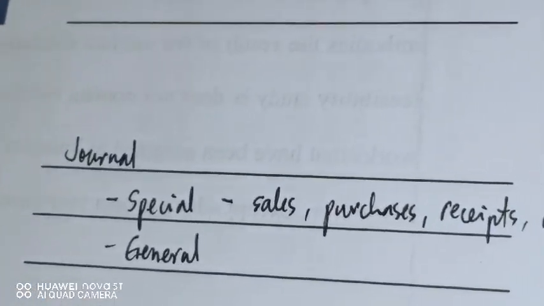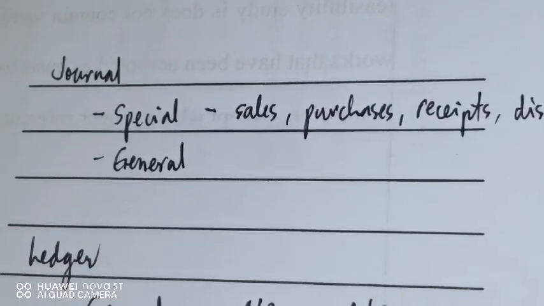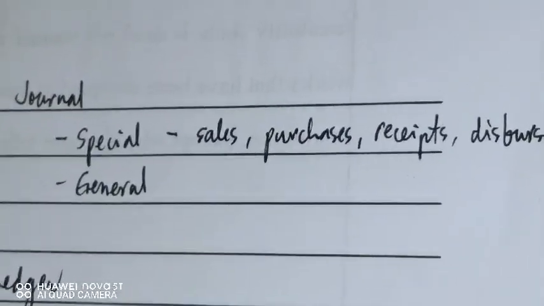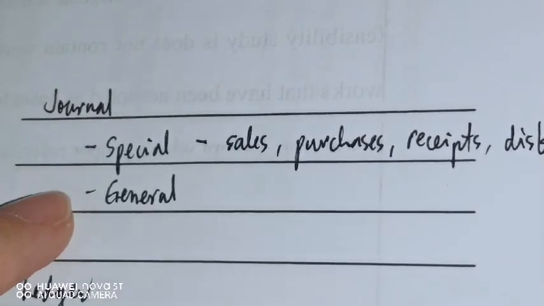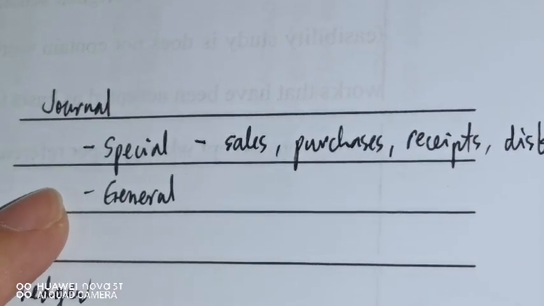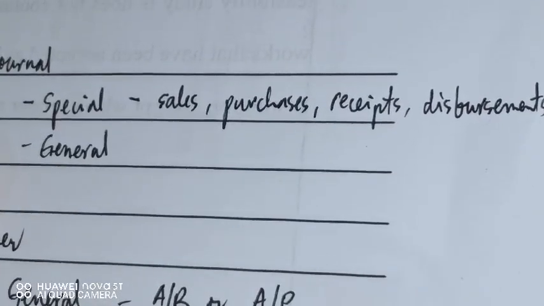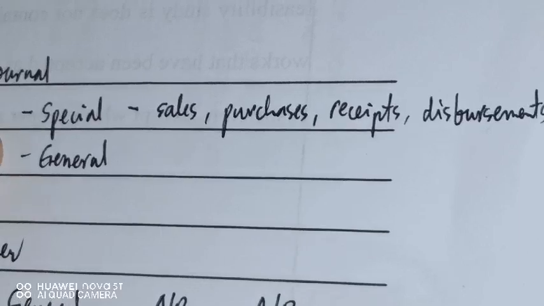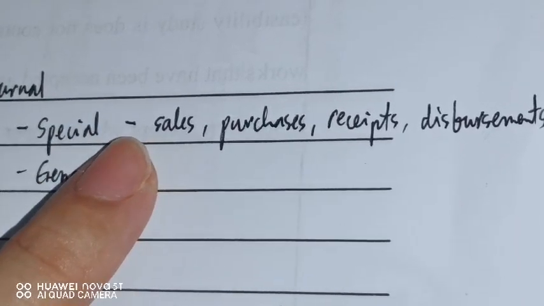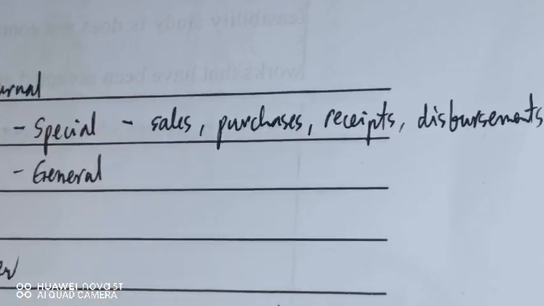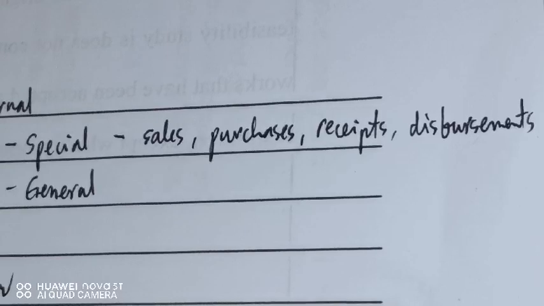Another one is the journal. Kasi 'di ba manual system accounting records tayo. So here in manual we are using journal and there are two kinds of journal, the special and the general journal. So you are familiar na rin with this one. You encountered this in your basic accounting. So the examples of special journal are the sales journal, purchases journal, cash receipts journal, and cash disbursements journal.